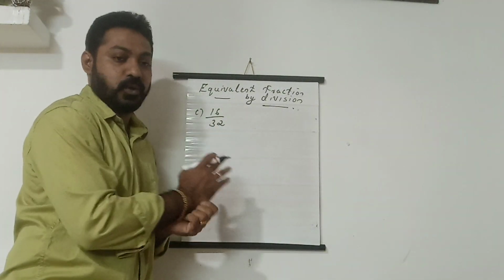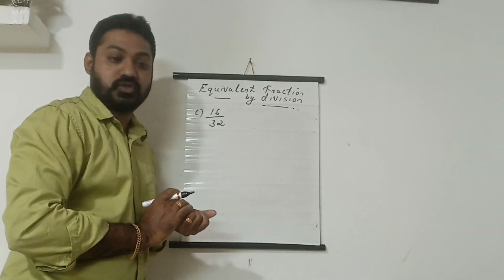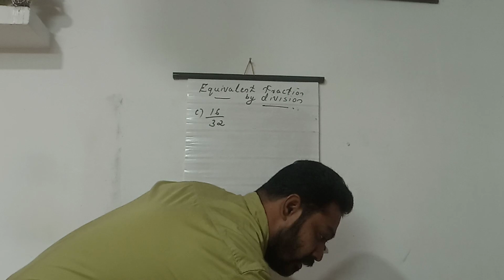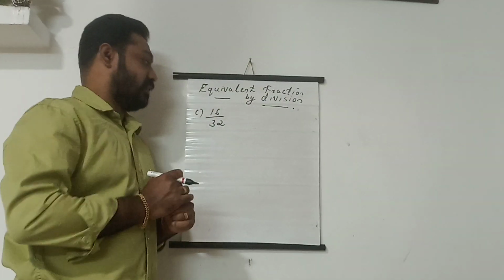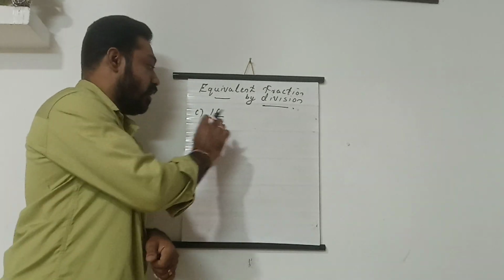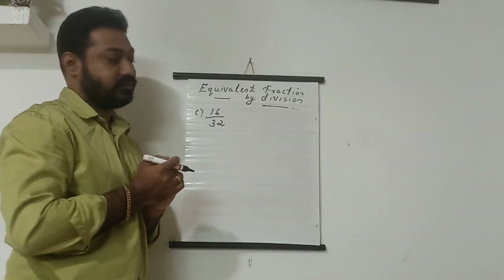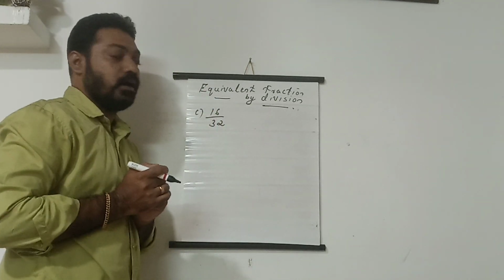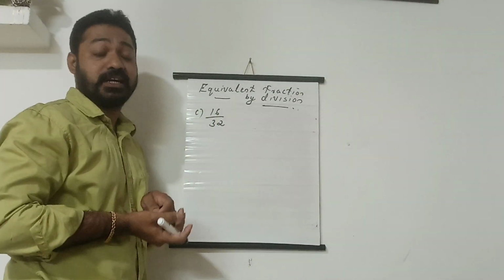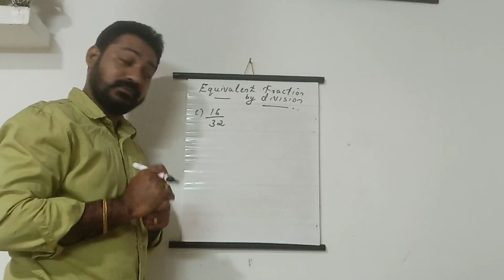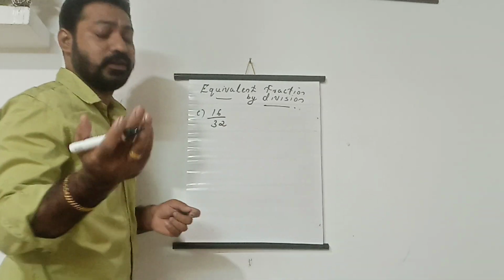Okay dears, in your textbook there is one question that we have to do now. C and D, isn't it? Question number 1.1, question number 2 C. We have to do it in this way, by dividing this fraction, by division. Understand? Not multiplying. If you multiply also, you can find equivalent fractions. When you multiply with 2, 3, we can find it.